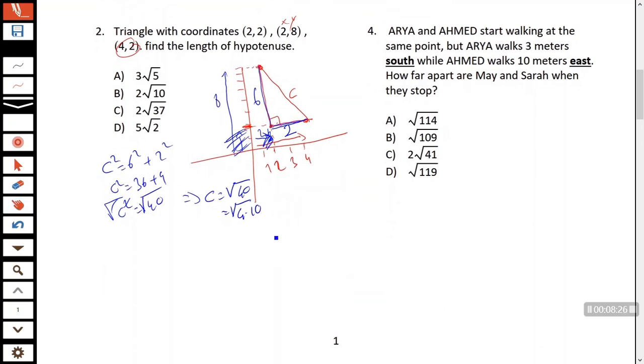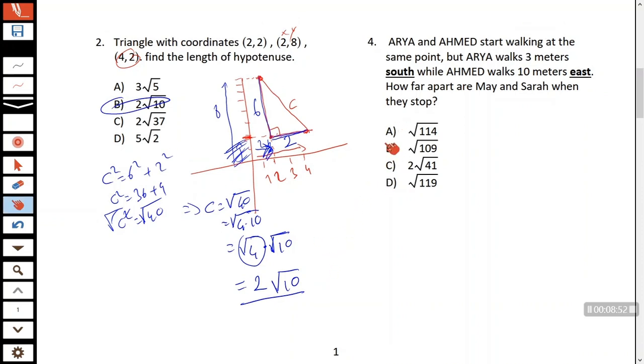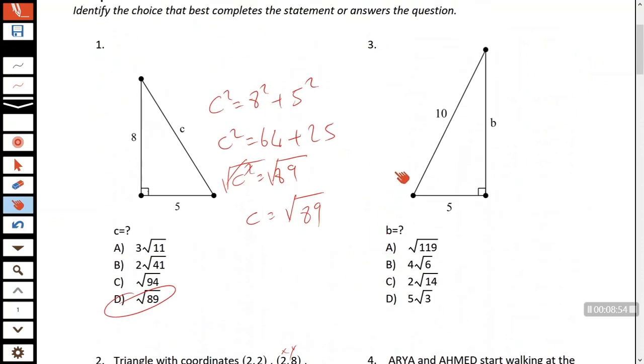Let's continue, now I have space to write. Instead of 4 times 10, I can separate this 4 multiplied by 10 because that's a property of square root. Square root of 4 multiplied by square root of 10. And square root of 4 is a perfect square. It's 2. 2 times square root of 10. And which option is correct? Option B is correct. 2 times square root of 10.